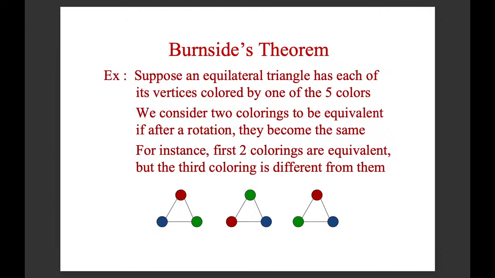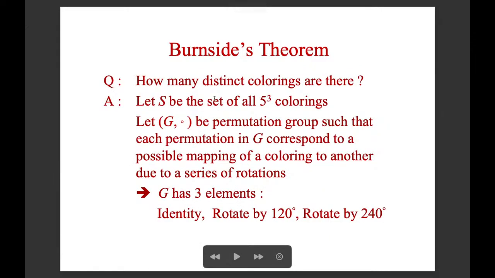Now, for this problem, the ground set has 5 to the power 3 colorings. Altogether we have 3 permutations to consider. One is the identity, one is rotation by 120, and one is rotation by 240. For the identity, the number of invariants is easy. It is 5 to the power 3 because everyone is mapped to itself.